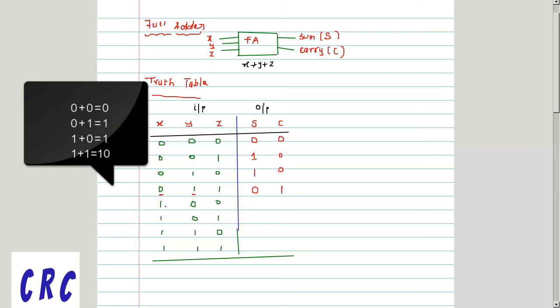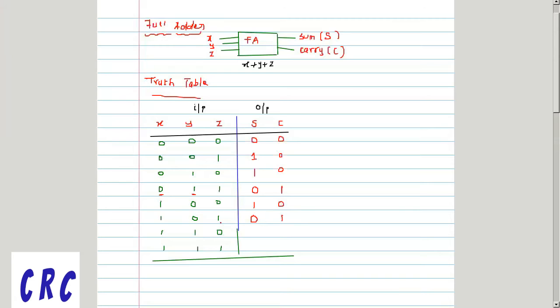Now I'm going for the value 1, 0, 0. X is 1, Y is 0, Z is 0. 1 plus 0, that is X plus Y, is 1. Now my new value of Y is 1. 1 plus 0, the sum is 1. There is no carry, hence I'm putting a 0. Now 1, 0, 1. 1 plus 0 is 1. 1 plus 1 is 1, 0. In that, sum is 0, carry is 1.